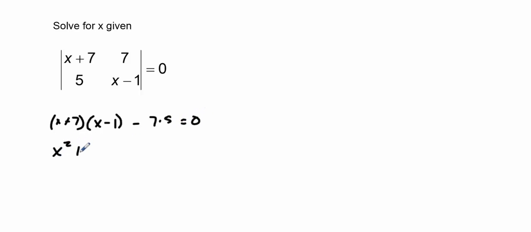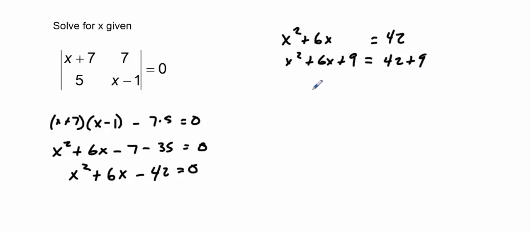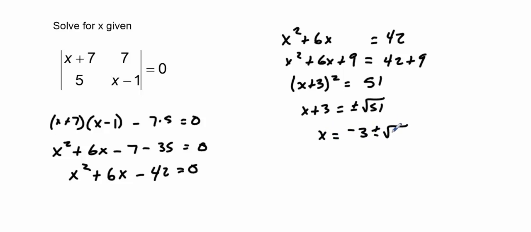So we have x squared plus 6x minus 7 minus 35 is equal to 0, or x squared plus 6x minus 42 is equal to 0. And I don't see that factoring, so I'm just going to complete the square on that. And I get x squared plus 6x plus 9 is equal to 42 plus 9. So that's x plus 3 quantity squared is equal to 51, and x plus 3 is equal to plus or minus the square root of 51. So x equals -3 plus or minus the square root of 51.